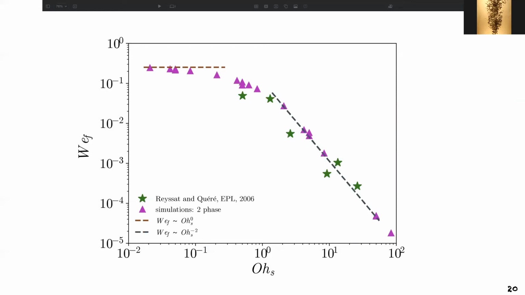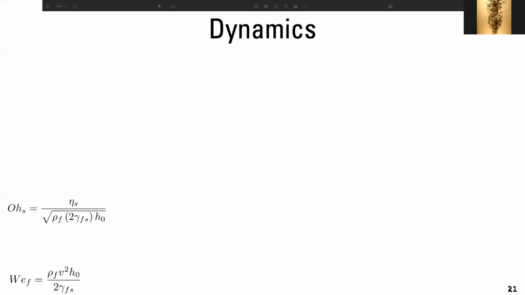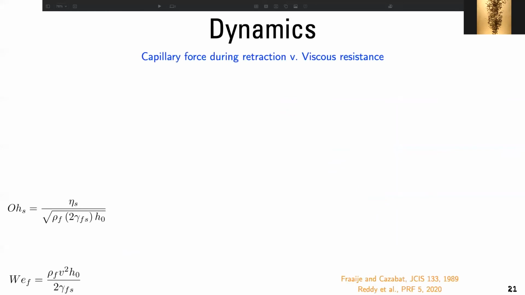And of course, we can identify a scaling law over here, which essentially says that the Weber number goes as 1 over the Ohnesorge number of the surrounding squared. Now, the idea would be, can we understand this scaling law? And for that, let us look at the dynamics of this problem. And here we are going to balance the capillary retraction force with the viscous resistance that comes from the surrounding.